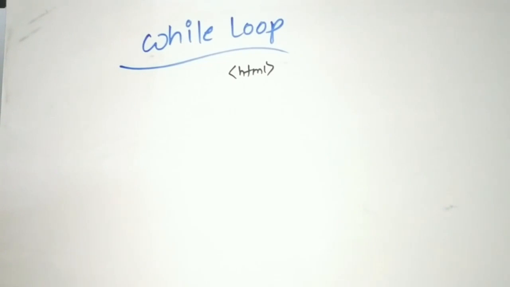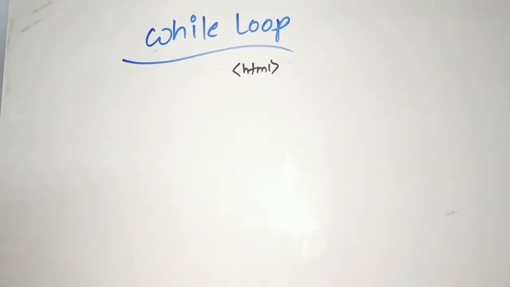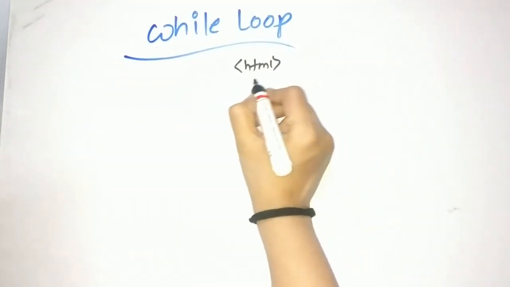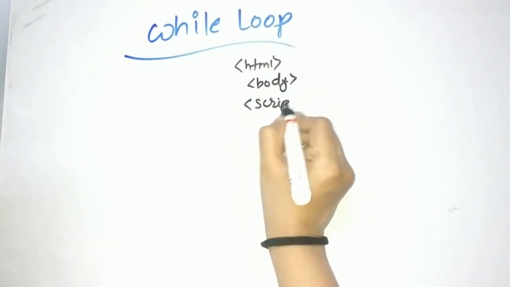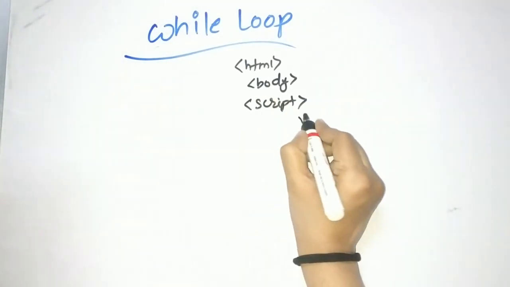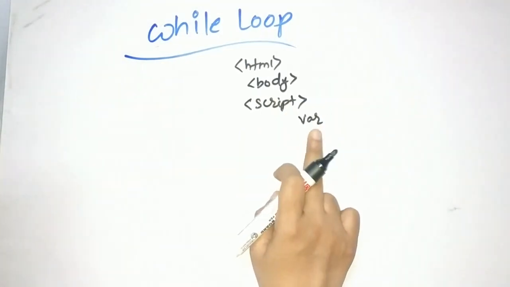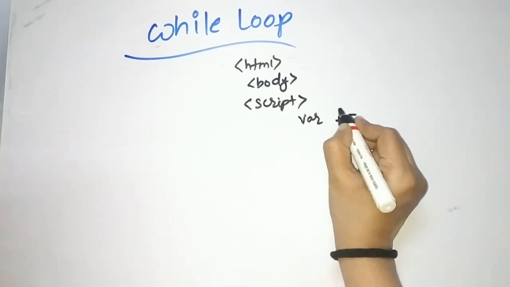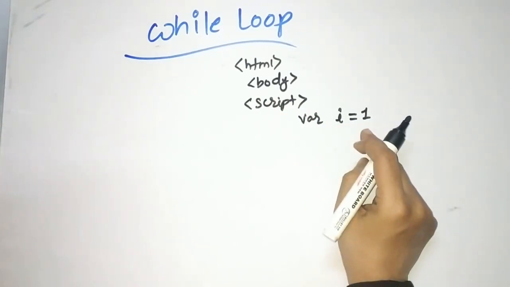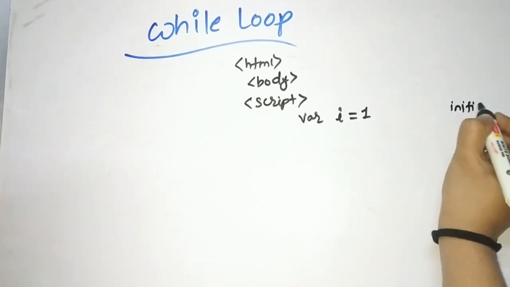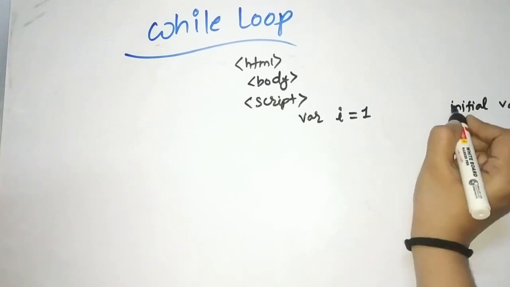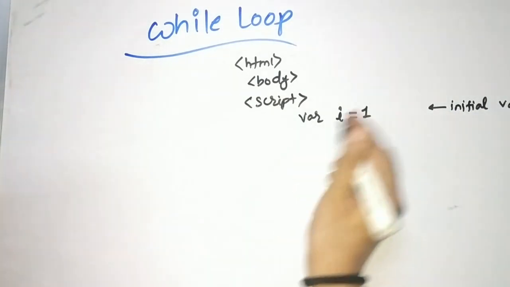So friends, now we'll see an example of the while loop. We'll write HTML, then a body tag, then a script tag with the language JavaScript. Then we initialize a variable, where var is the keyword to declare a variable. The variable name is I and its value is 1. We call it the initial value, written outside of the loop. Then the main program is here: while.